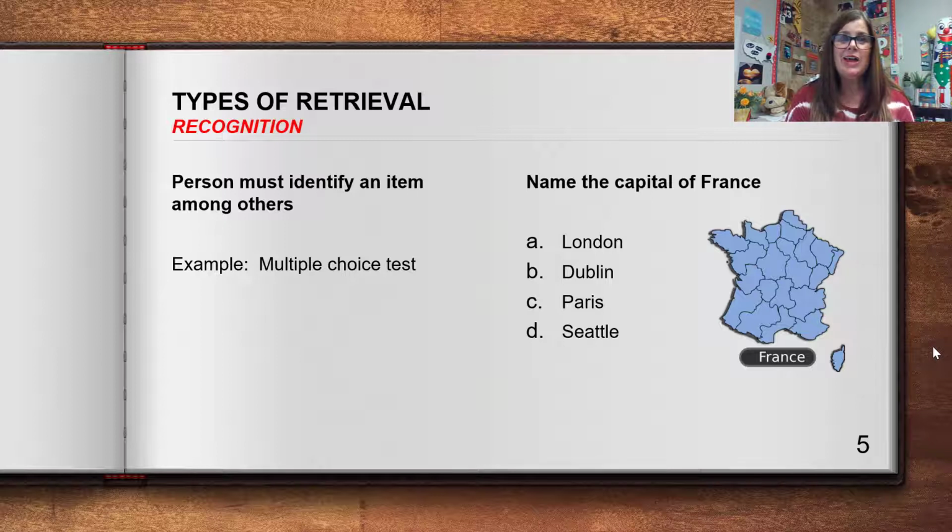So recognition involves the person identifying one item among the others. So those clues or those cues, those retrieval cues, are actually those choices that you have on a multiple choice test. That's the best example of recognition as a type of retrieval. So if you look at the question here, name the capital of France, while that may seem like an easy question, it might be made even easier because you have a number of different choices. You have some cues and clues that will help guide you to the correct answer of Paris.